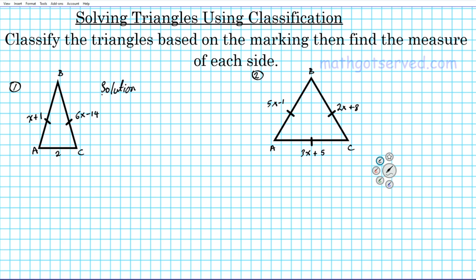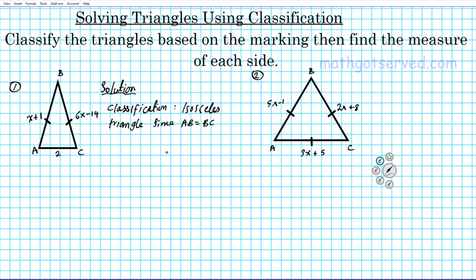Based on this marking, the classification is as follows. A triangle with one pair of congruent sides is known as an isosceles triangle. So this is an isosceles triangle. How do we know it's an isosceles triangle? Since AB is equal to BC. All right, so now we're going to find the measure of each side.